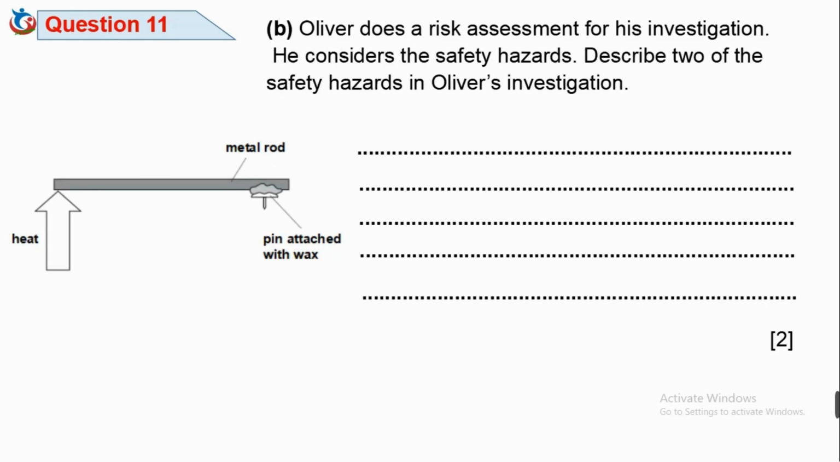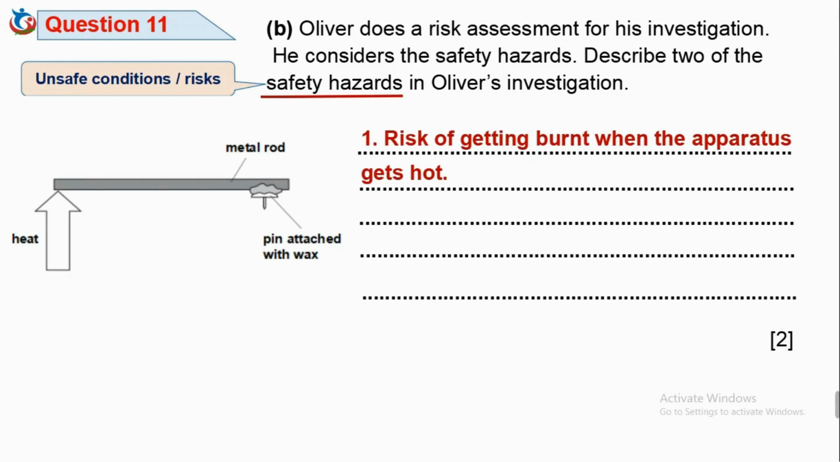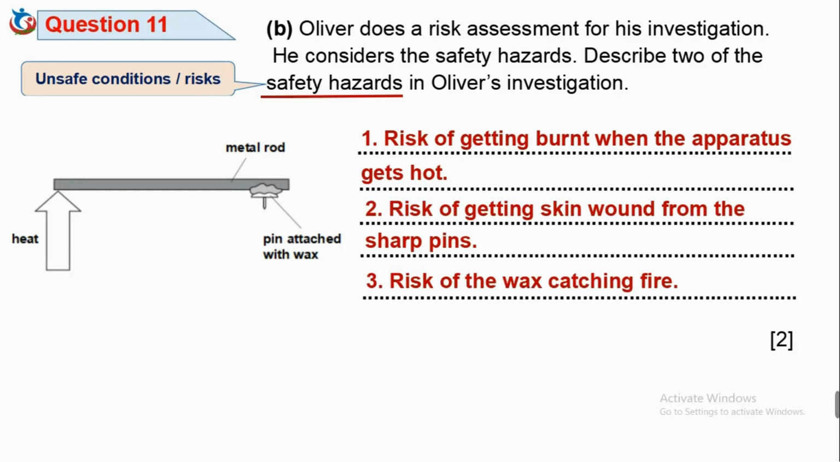Question 11b. Oliver does a risk assessment for his investigation. He considers the safety hazards. Describe 2 of the safety hazards in Oliver's investigation. So this question has to do with safety hazards, and these are risks to be avoided. These risks include 1. Risk of getting burned when the apparatus gets hot. 2. Risk of getting skin wound from the sharp pins. And 3. Risk of the wax catching fire. So these are safety hazards that need to be avoided.